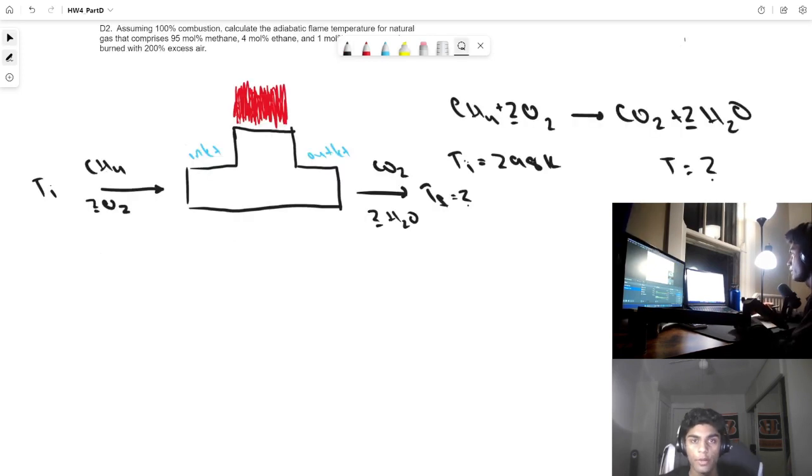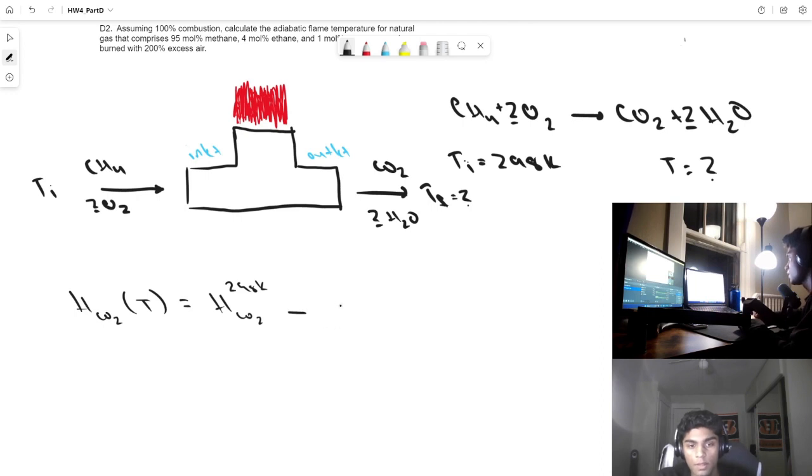The thing we can look at here is the enthalpy of the system. So if we were to take a look at the enthalpy, it'll look something like this, where we have the heat of CO2 at some temperature equal to the heat of formation of CO2 at 298 Kelvin minus the specific heat times the difference in temperature. This is the initial temperature here.